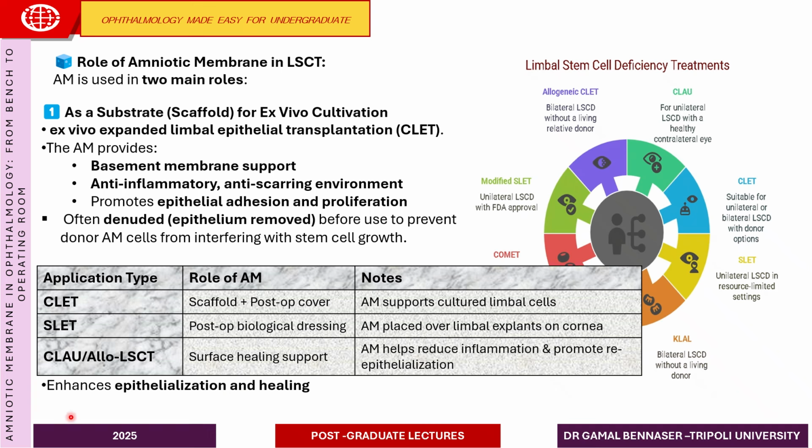Also in the CLAU procedure and LSCT procedures, that's the limbal stem cell therapy, allogenic grafts. So this is the main role of amniotic membrane in conjunction with limbal stem cell deficiency.